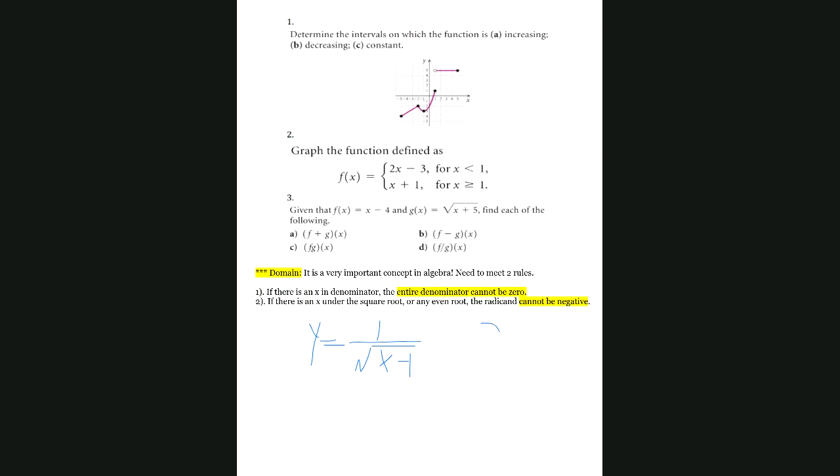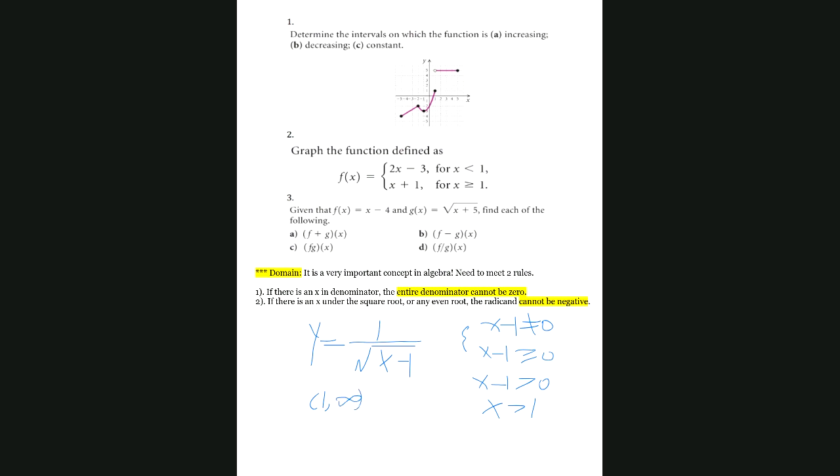So x minus 1 cannot be 0. That's condition number 1. And I also added the square root, so x minus 1 cannot be negative, right? So it can be greater than or equal to 0. If you combine these two rules together, x minus 1 can only be greater than 0. Look at it. This cannot be 0 because it's inside the denominator. So when I solve this one, x will be greater than 1, right? So this will be just parenthesis 1 to infinity. That will be my domain for this one.